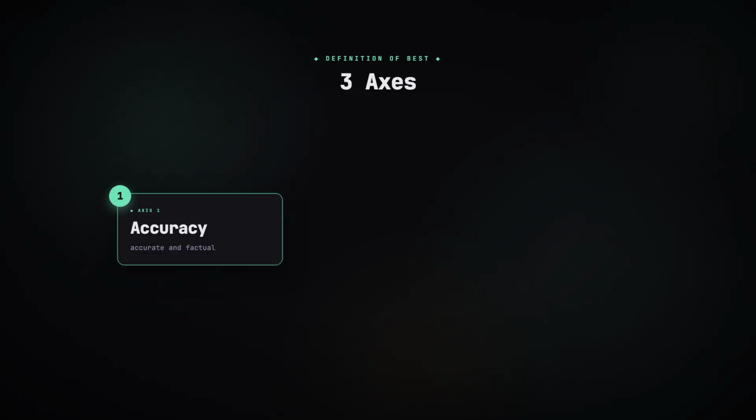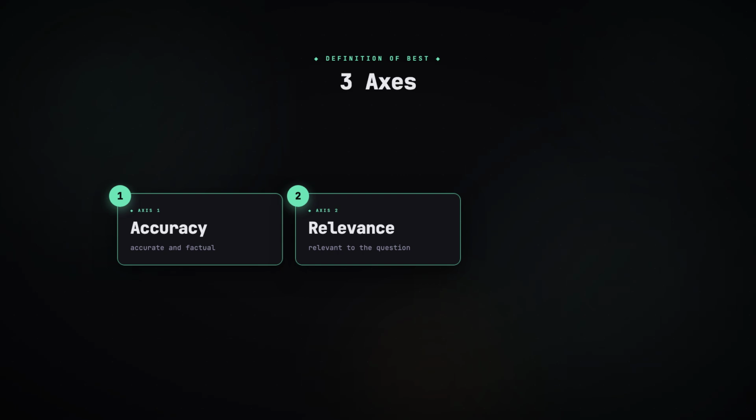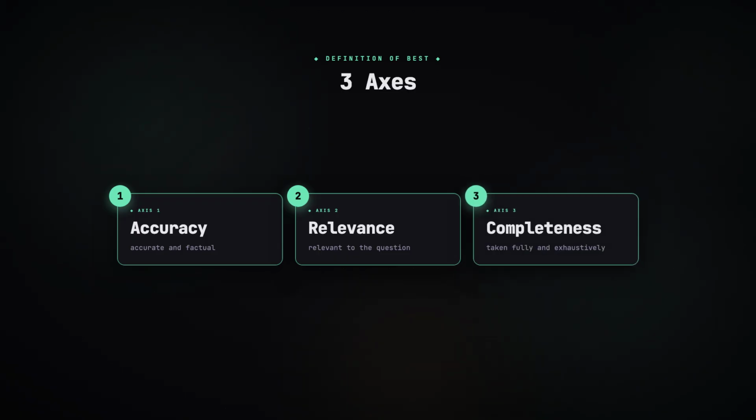What is the definition of best? I'm defining good knowledge retrieval on 3 axes. 1. Accuracy. The information is accurate and factual. 2. Relevance. It's relevant to the question. 3. Completeness. The information is taken fully and exhaustively from all the documents in the KB.